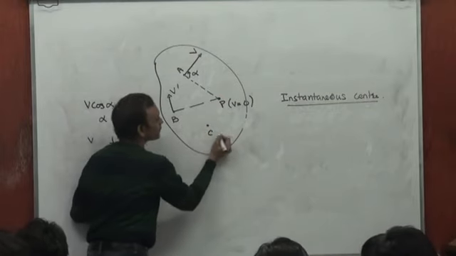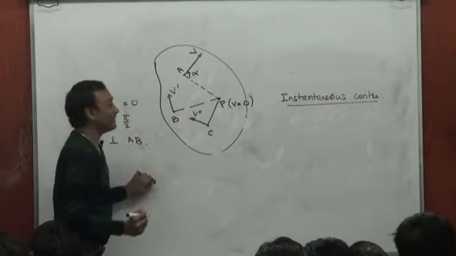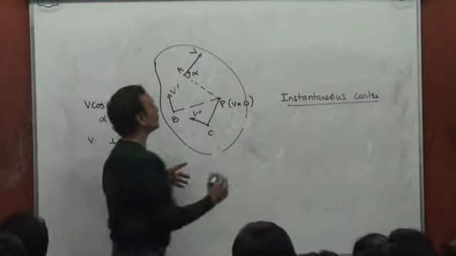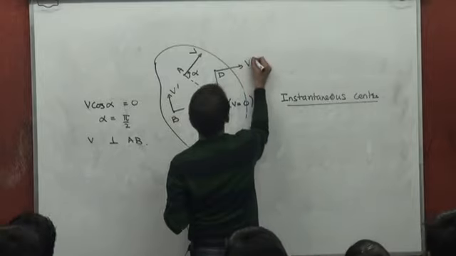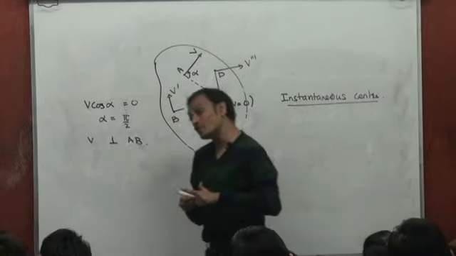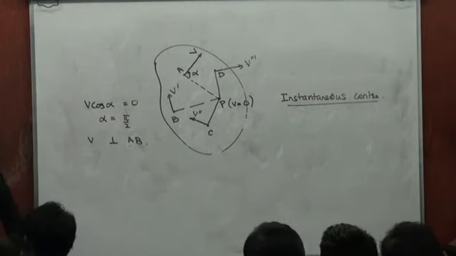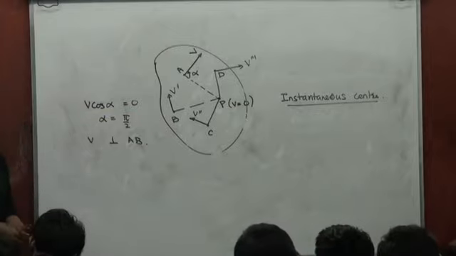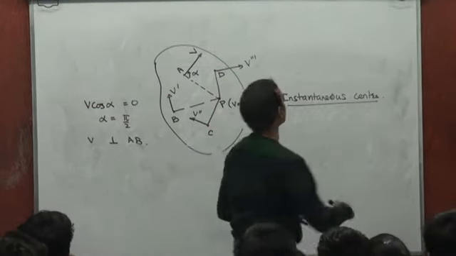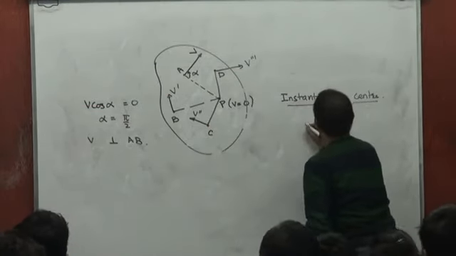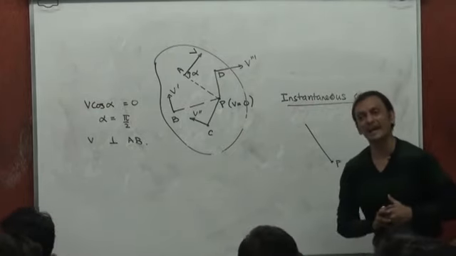The particle C will have a velocity V double prime, which will also be perpendicular to CP, and so on and so forth. Yes or no? You will have a particle D whose velocity V triple prime would be perpendicular to PD, and so on and so forth. Are you alright with this? And therefore, at this instant of time, this is the instantaneous center, call it IC, whose velocity is found to be zero.